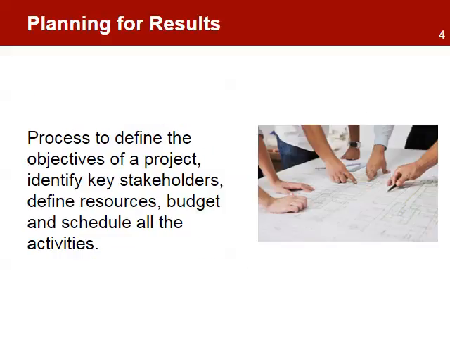Planning is the process to define the objectives of a project, identify key stakeholders, define resources, and schedule all the activities. Additionally, it includes the monitoring mechanisms that can ensure the expected outputs and outcomes can be achieved in a timely manner. Planning for results makes use of the logic model that presents the causal relationship between performance, activities, and outputs, and the results at outcome and impact levels. This is also called the results chain or results framework.